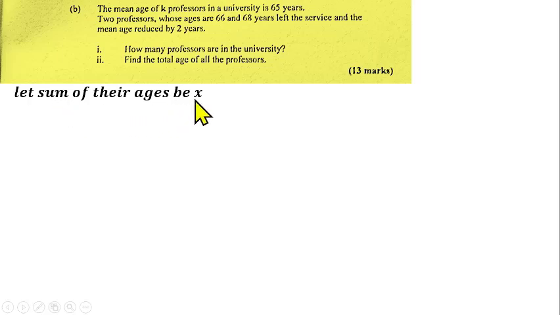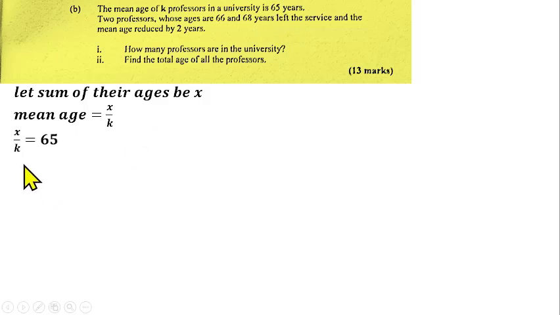So let the sum of their ages be x. Of course, we are told that there is a mean age, so we need to sum their ages together. Then the mean age will be the sum of their ages, which is x, over the number of professors, which is k. To find the mean is the summation of the data over the number of data. So let the sum of the ages of the professors be x, and the number of professors is k. So that gives us the mean. And we are given that the mean age of the professors is 65.